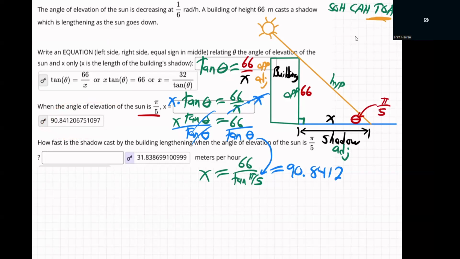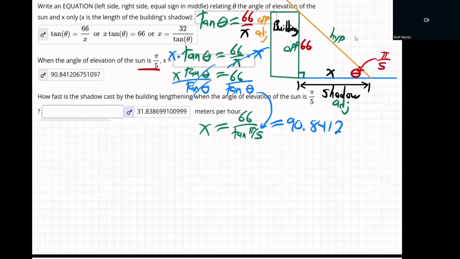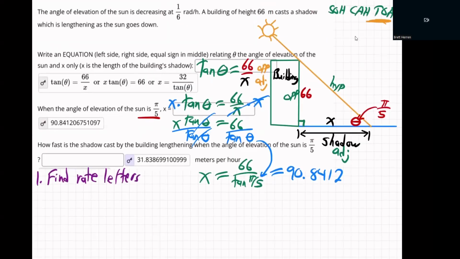Okay, now, final question, hardest question. How fast is the shadow cast by the building lengthening when the angle of elevation is pi over 5? Okay, so you probably remember the steps. So step one, find the rate letters. We've already done that. The rates they speak of, you read the words here. Decreasing 1/6 radian per hour is the angle of elevation. So that's d theta dt.